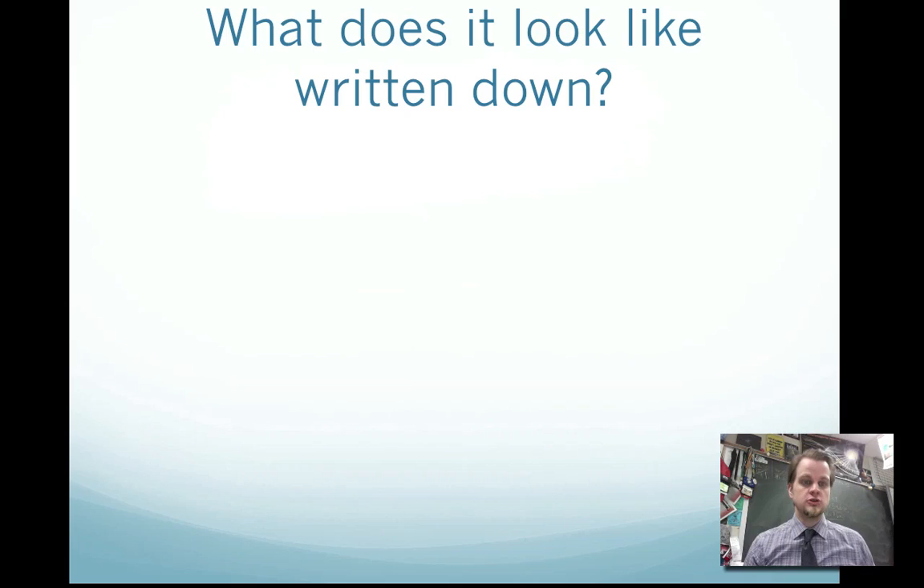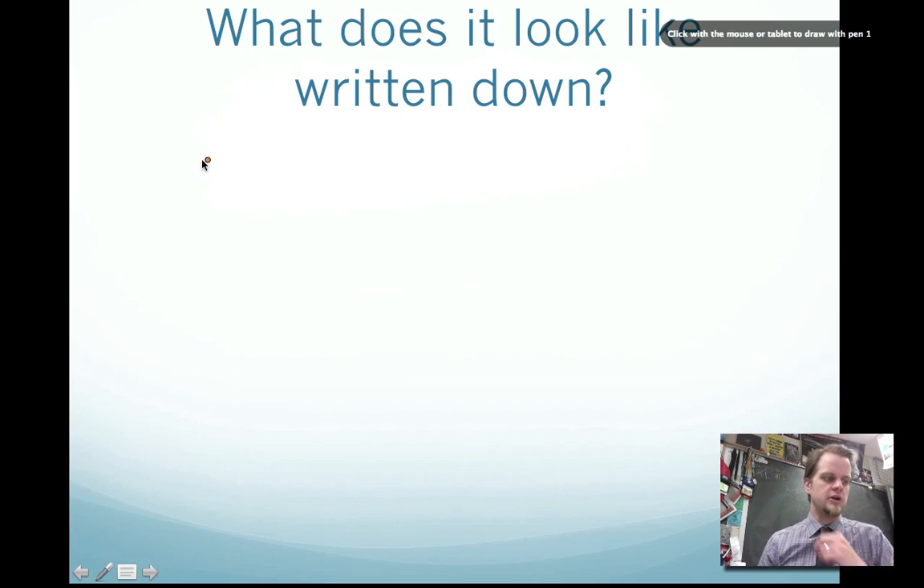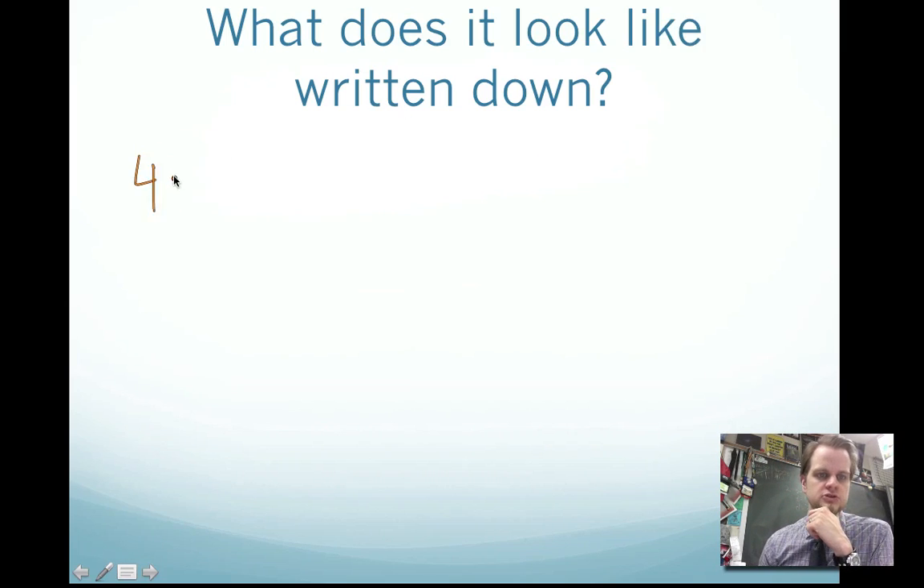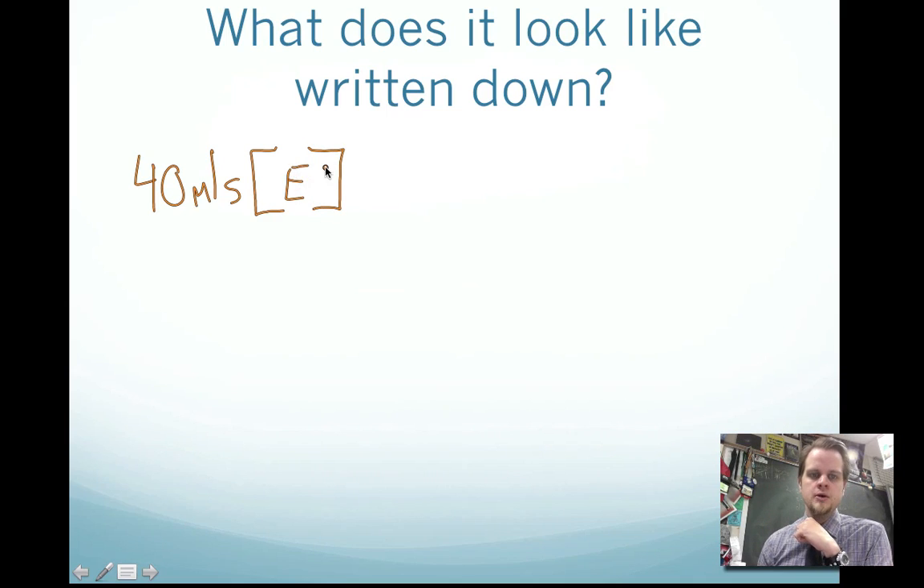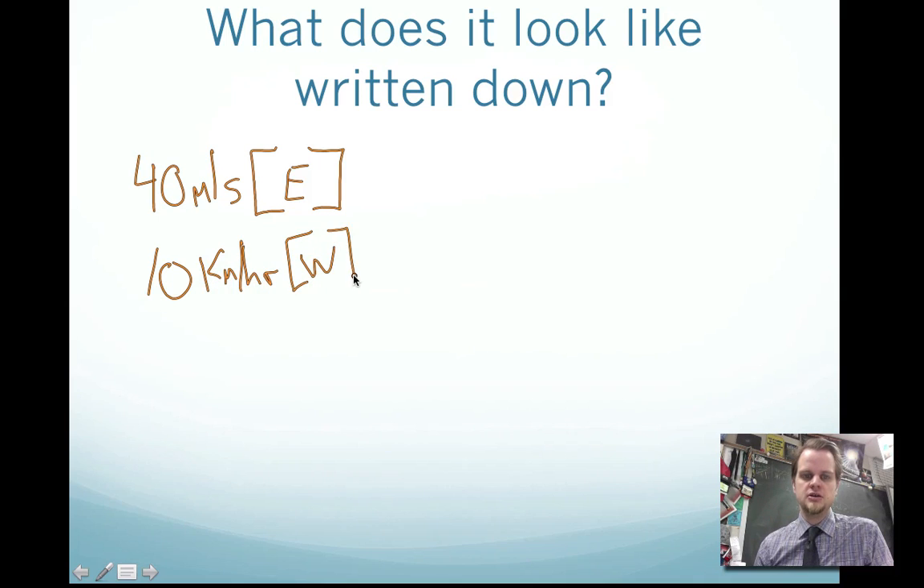Okay? So what does this look like written down? Well, I actually showed you a good bit already, but let me show you again. For example, you could do 40 meters per second, and then here's what we do. We put brackets in. Okay? And let's say something's moving 40 meters per second to the east. We just put in a capital E for east. Okay? If it was 10 kilometers per hour to the west, we would do bracket, west, bracket, not parentheses. That's something different. You could even go a little bit further and say maybe something's moving 2 miles per hour.